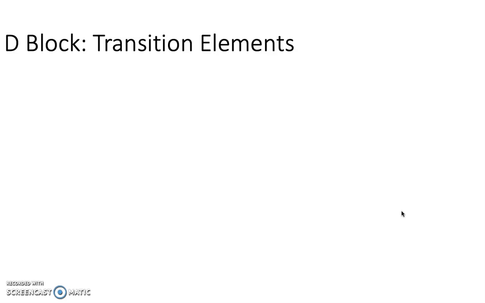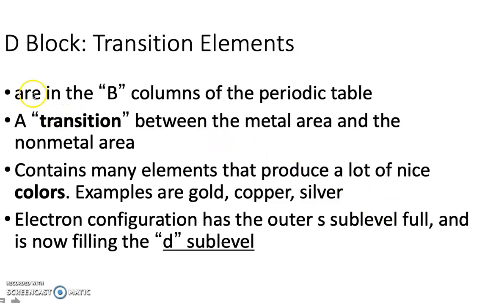Now let's look at the d block. They're called the transition elements. They are the B columns on the periodic table, where the representative elements, the taller groups, are the A's. The d block is a transition area between the metal area and the non-metal area. It contains many elements that produce a lot of nice colors. For example, gold, copper, and silver. So a lot of these metals are mixed with oxides to form oil-based paints.